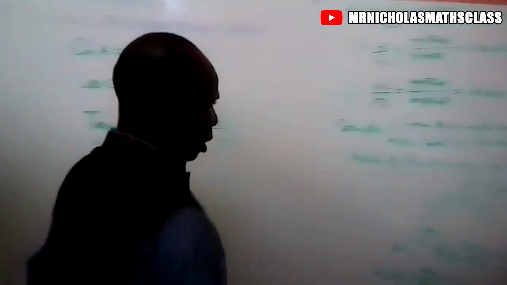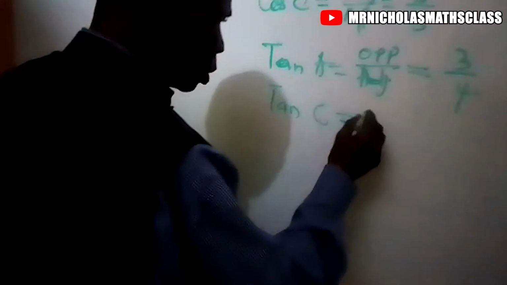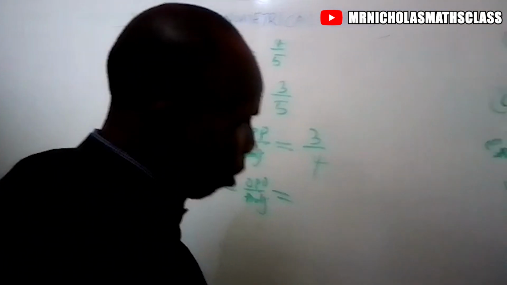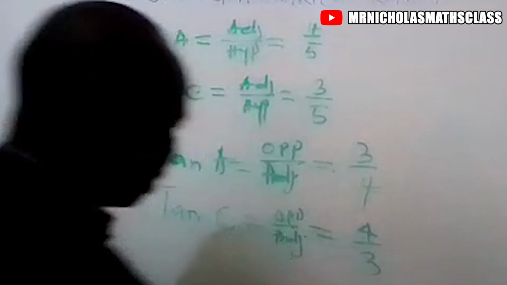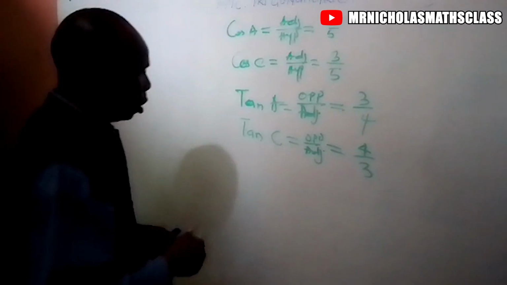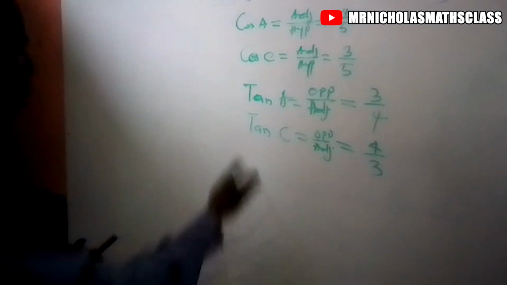Tan C, I'm looking at tan C. Here is my opposite. Here is my adjacent. It is the same thing as opposite over adjacent. That will be what? 4 over 3. So here we have, alright, we have looked at cos, we have looked at tan, and we have looked at sine. Look at it, you can see. That is that.